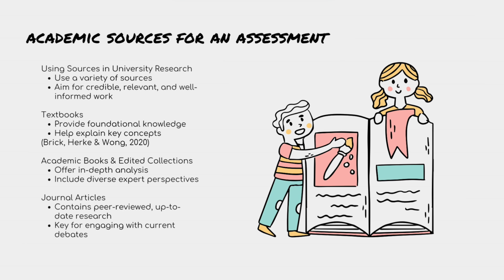Specialized academic books and edited collections are also valuable, as they provide in-depth analysis and diverse perspectives on specific topics, often contributed by experts in the field. Journal articles are another crucial source, as they present up-to-date, peer-reviewed research and are particularly important for engaging with current debates and evidence in the discipline.